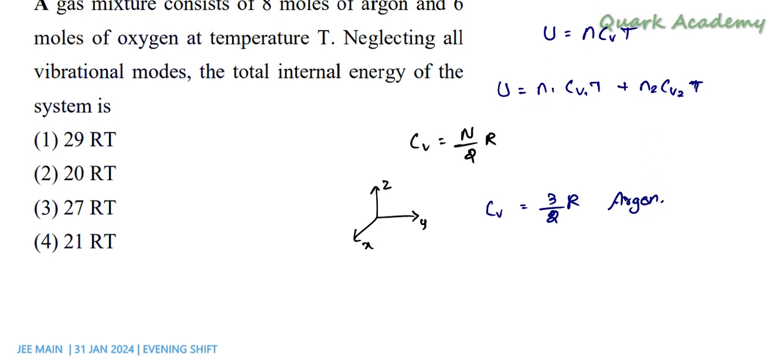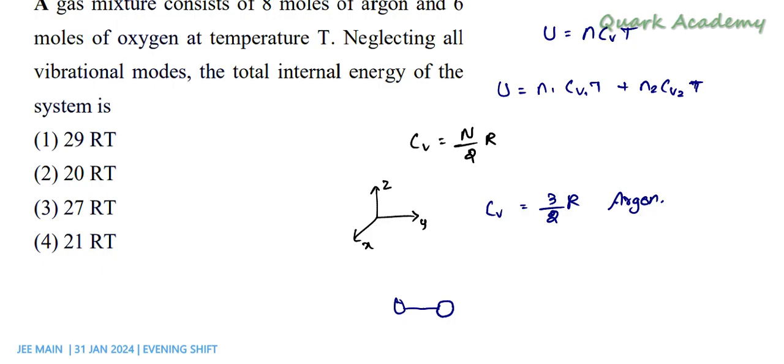Whereas when we consider oxygen, it is a diatomic. So in a single molecule, two atoms are there, connected like this. These two atoms can move along the x, y, z axes. There is no constraint, so it will have 3 translational degrees of freedom. The movement along x, y, and z axes is known as translational motion.